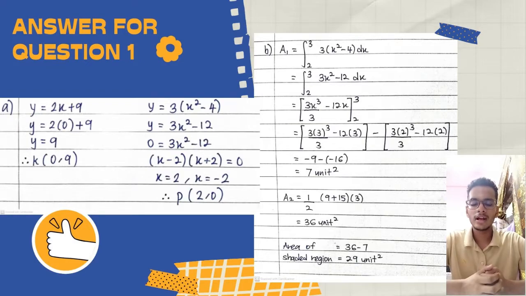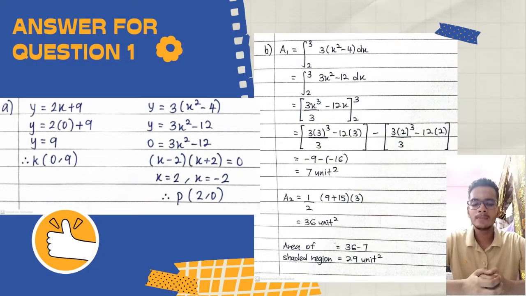So we write y equals 2 times 0 plus 9. For the value of y, we get 9. Since the x value of coordinate K is 0, we get (0, 9) for the coordinate of K. Then we can find the coordinate of P.